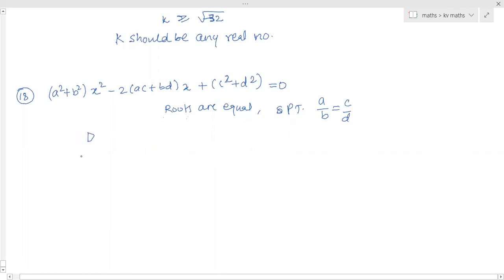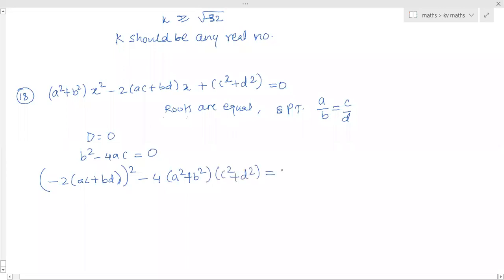Equal, that means b is equal to 0. So b square minus 4ac is equal to 0. So what is b? Minus 2 into (ac plus bd) whole square, minus 4 into a, which is a square plus b square, and c, which is c square plus d square, that is equal to 0.